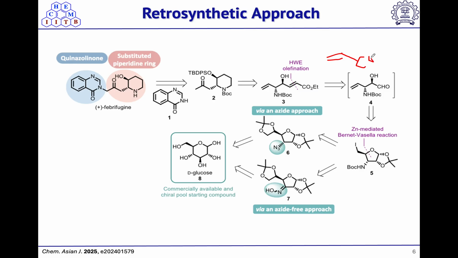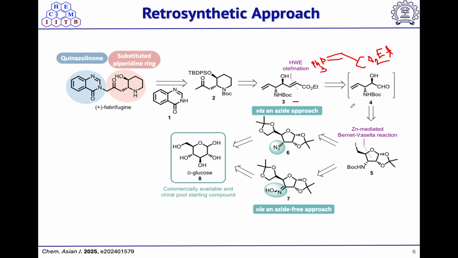So this is the CO2Et, and this is the PPh3. So we have to do the HWE reaction. If we do HWE olefination between this Wittig reagent and this aldehyde, we will get this compound 3. Any doubt? No doubt, I guess.